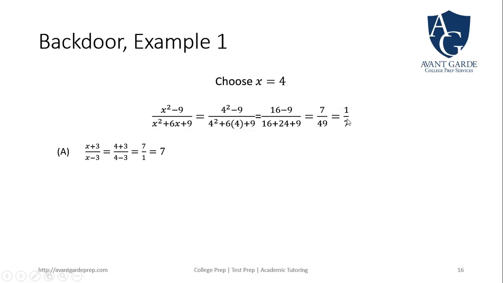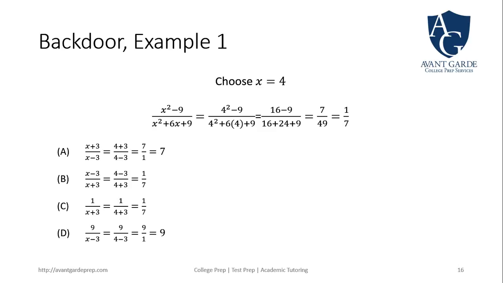Well, if we do that for choice A, that does not work, so it's incorrect. Choice B, however, as we insert the value, yes, it does give us a value of 1/7. Choice C does as well, it gives us a value of 1/7. And choice D is incorrect because of 9. So we know that B and C are potential options for our correct value.